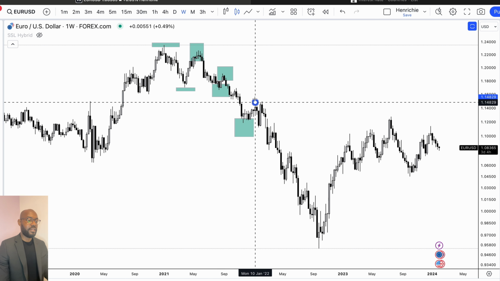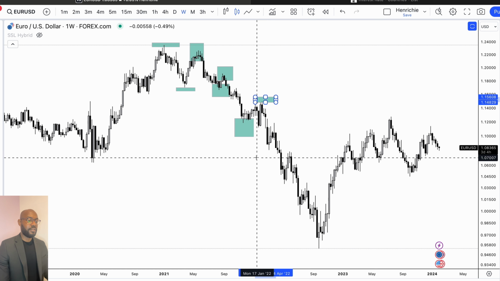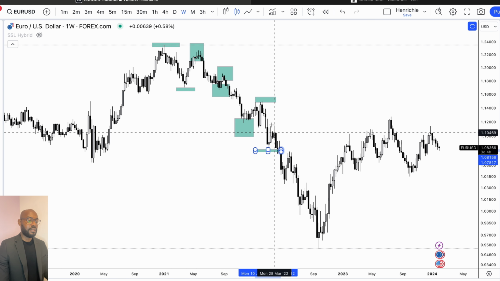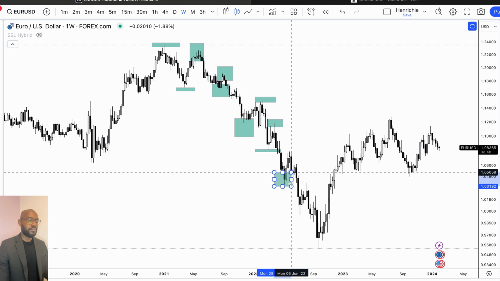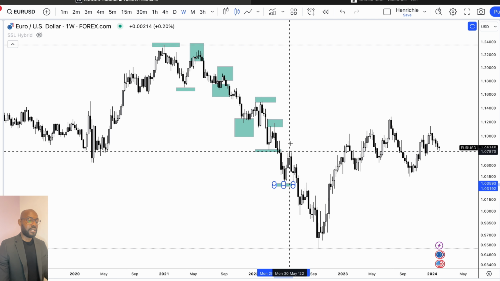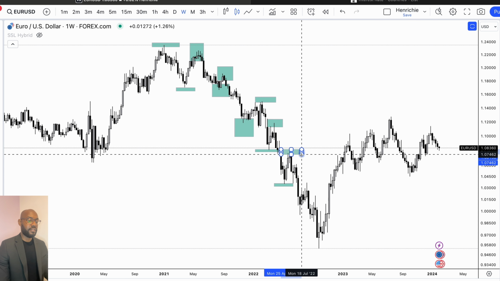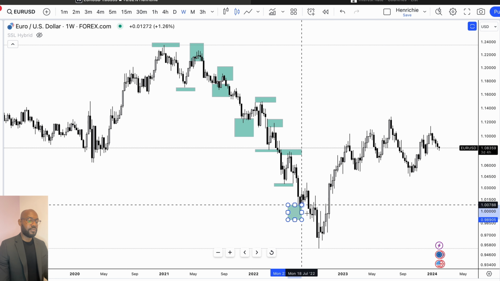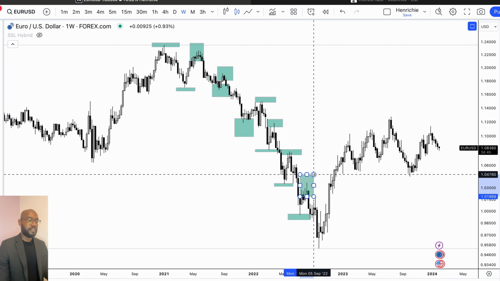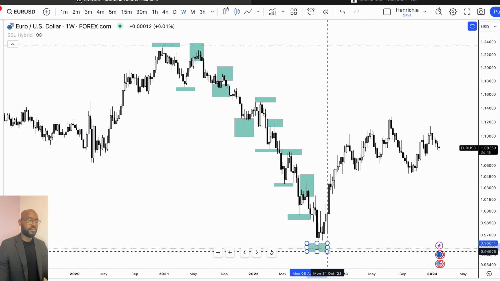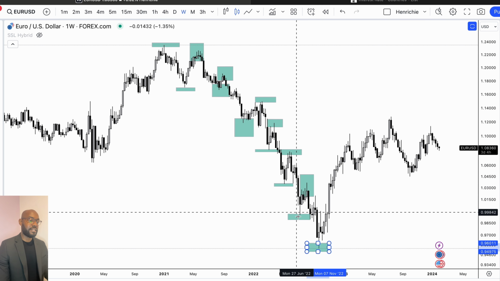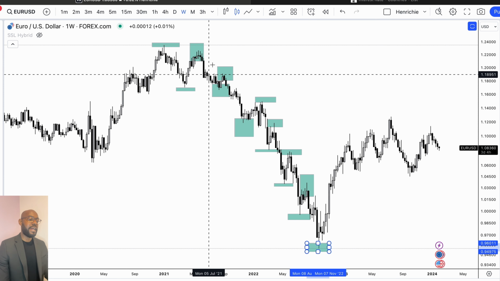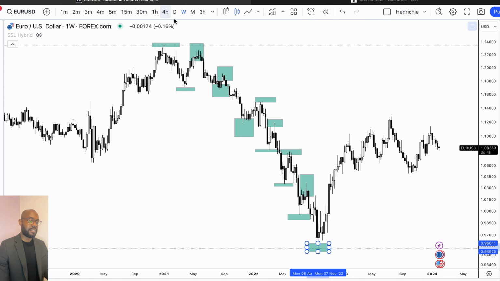and then a high right here, and then a low right here, and then this high right here, and then this low right here. And after that, we still have this high right here, and this low, and this high, and this low. So you can see that so far price has been trending to the downside. So on the weekly, we are bearish. Price is trending to the downside.